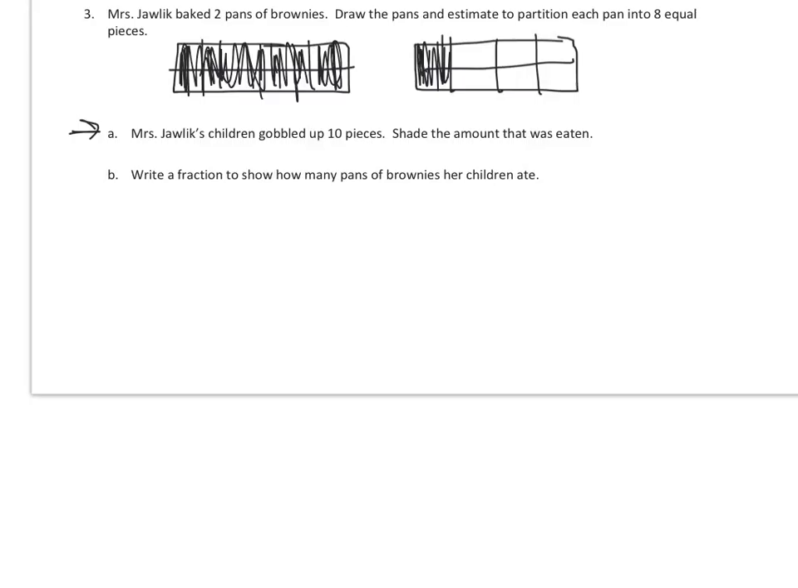Now we're going to write a fraction to show how many of the brownies they ate. And they ate 10 pieces. But how many are in each pan? I know we want to say they ate 10 out of 16 pieces. But we're actually going to say 10 out of 8 pieces because each pan only has 8 pieces. So it'd be 10 out of 8. She ate 10 eighths. Okay.